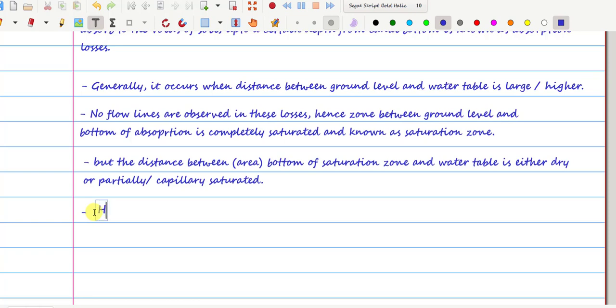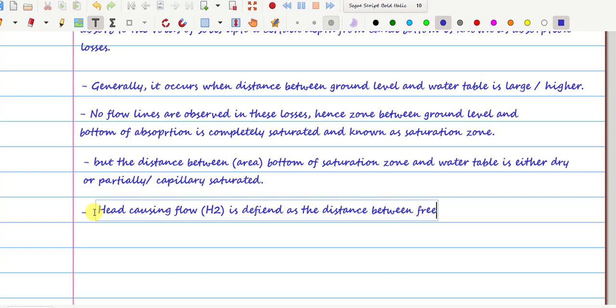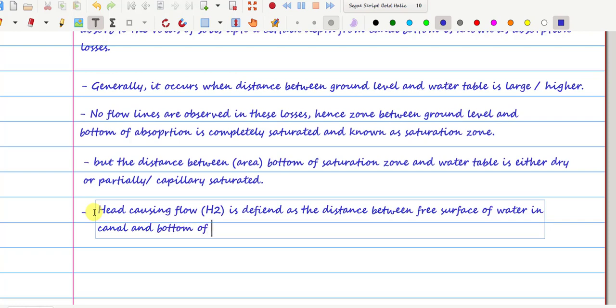Next point is the definition of the head. How can you define head in case of absorption? The head causing flow, which we represent with H2 in case of absorption, is defined as the distance or length between the free surface of water in the canal and the bottom of the saturated zone. Got it?